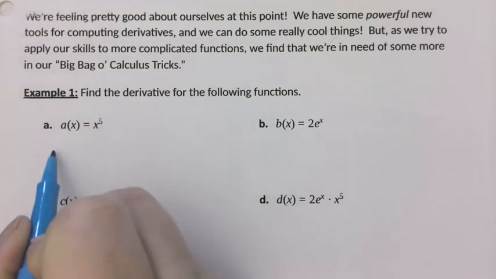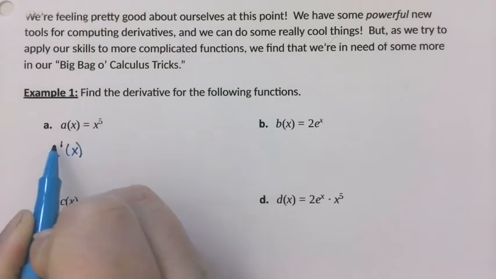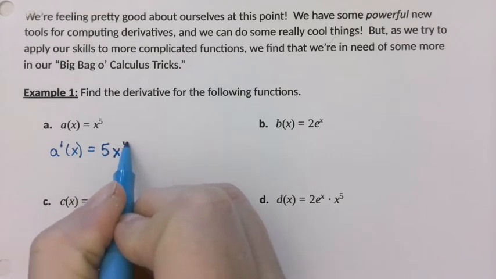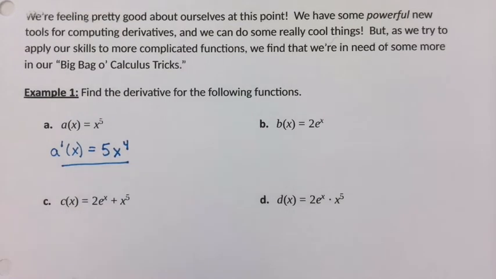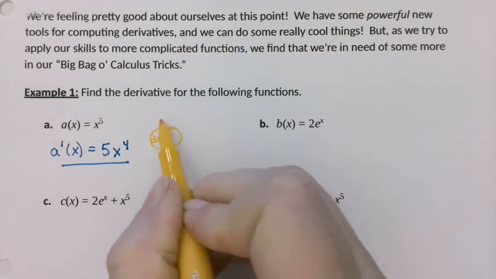So let me remind you of the power rule. If I have a function a of x, then the derivative a prime of x is 5x to the fourth. That's the power rule. So I'm using rule number 4 for this one, power rule.